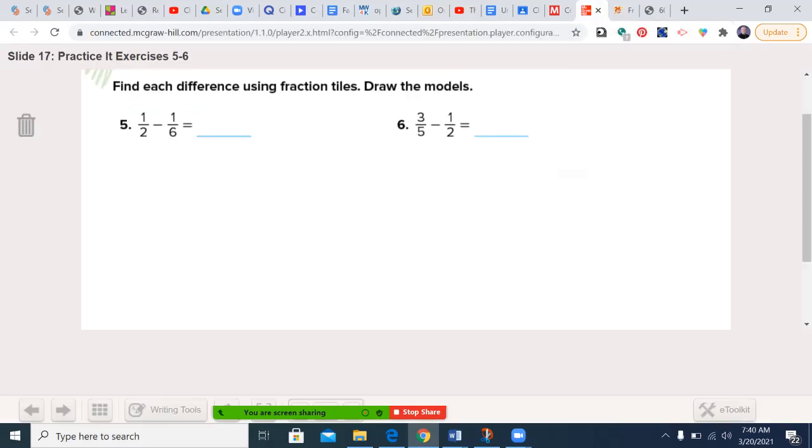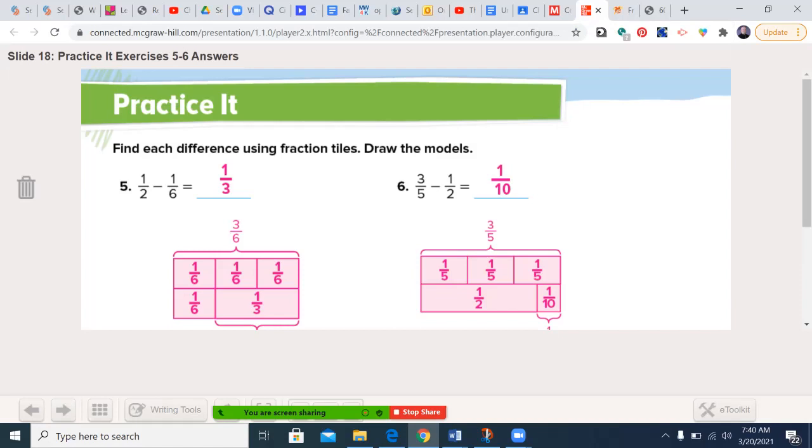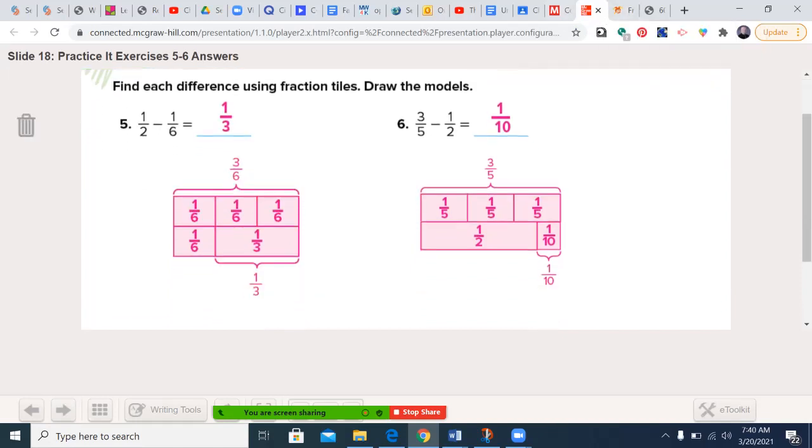You are welcome again to use these fraction tiles on this assignment. I strongly encourage it. If you have physical ones, that's awesome too. If you have paper ones, you could use them, although I believe this would be easier. And you can see our answers were 1/3 and 1/10. Notice I didn't go with 2/6 as an answer because that's not simplified. And we always want to simplify to the best of our ability.